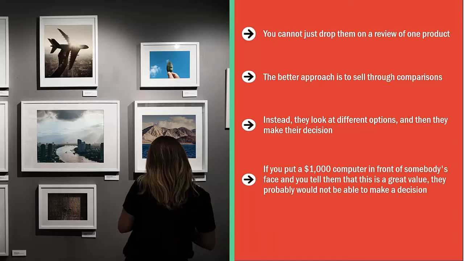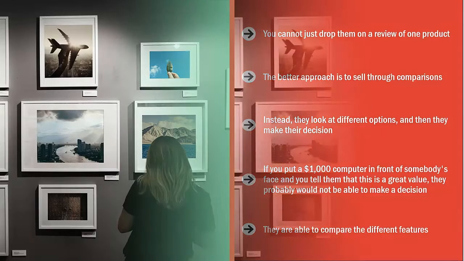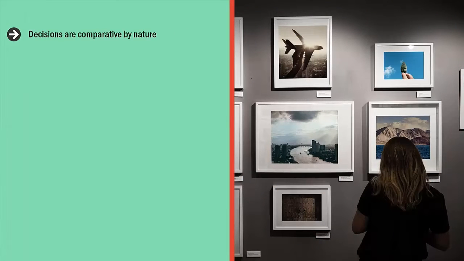If you put a $1,000 computer in front of somebody's face and you tell them that this is a great value, they probably would not be able to make a decision. Now, if you put 5 computers in front of them at different price points with different features, they would feel that they're in a position to make a better decision. They are able to compare the different features. They're not just focused on the price. They're not just focused on one specific feature. They feel that they can see the overall picture regarding the total range of value each product brings to the table. That's how the human mind works. Decisions are comparative by nature. We're always asking ourselves, compared to what? So give them that comparison. This is how you sell.